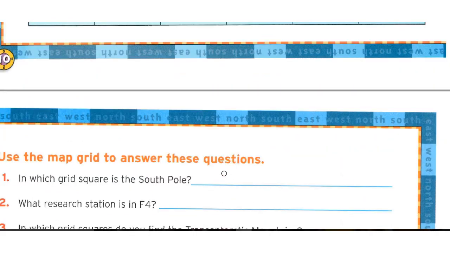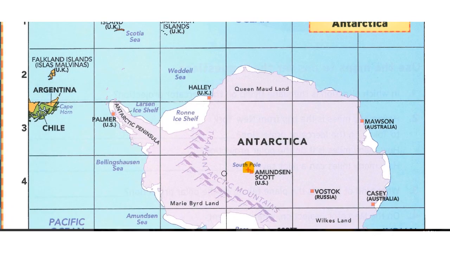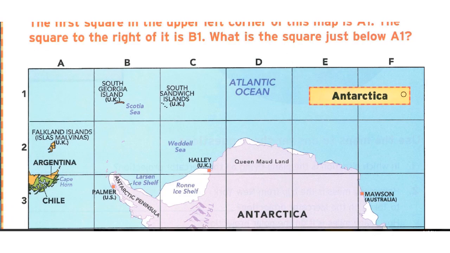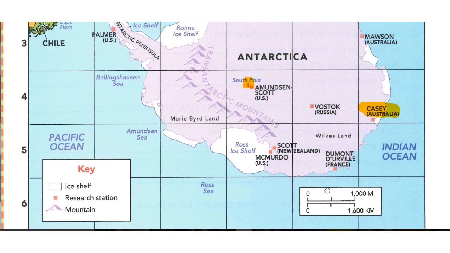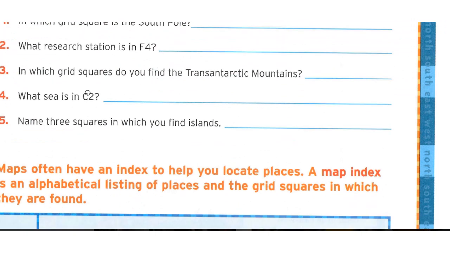What research station is in F4? Well, let's go over to F, which would be very on the end here, and then all the way down, it would be the Casey research station. So go ahead and mark that one there. Do 3, 4, and 5 on your own.